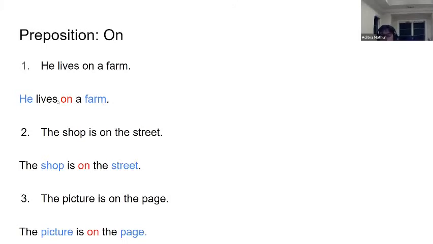Let me give you an example. See, this is a candle, right? And this is a stand. Candle is on the stand. On मतलब किसी चीज के ऊपर. Candle is a noun. Stand is a noun. Candle is on the stand. Okay? That is one example.